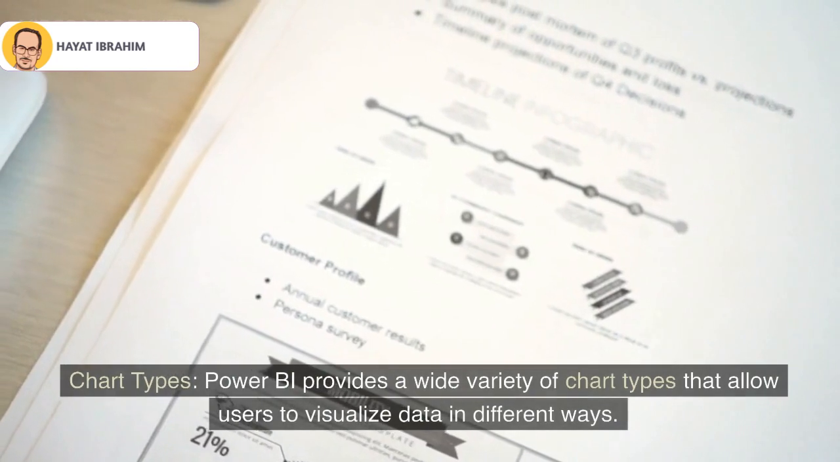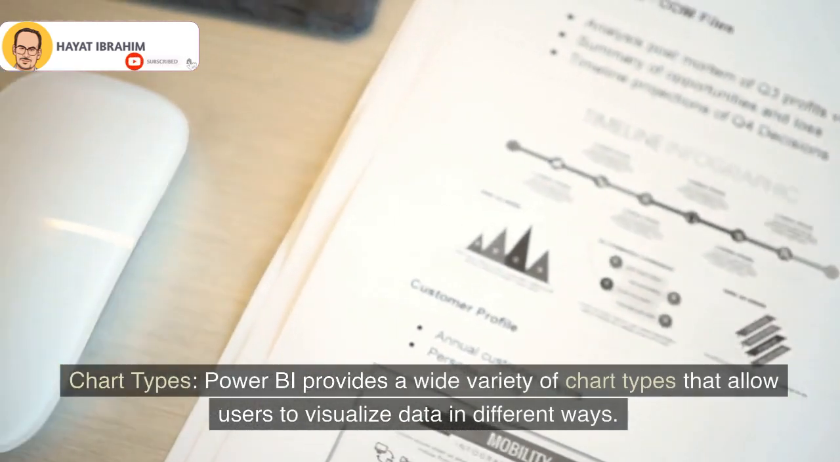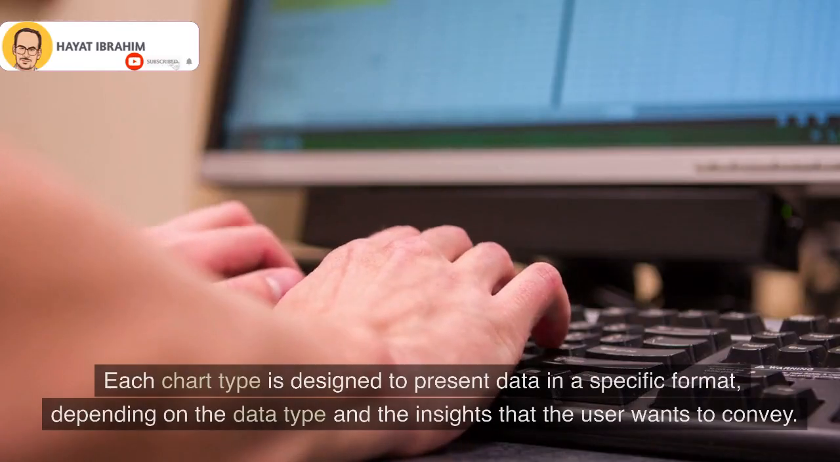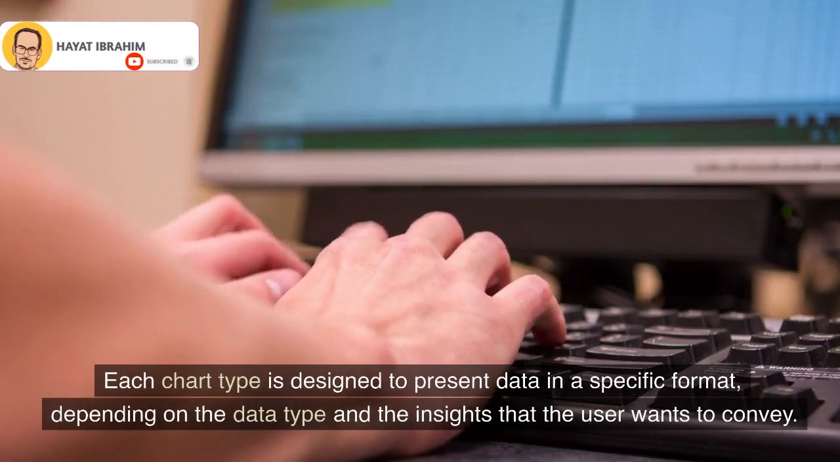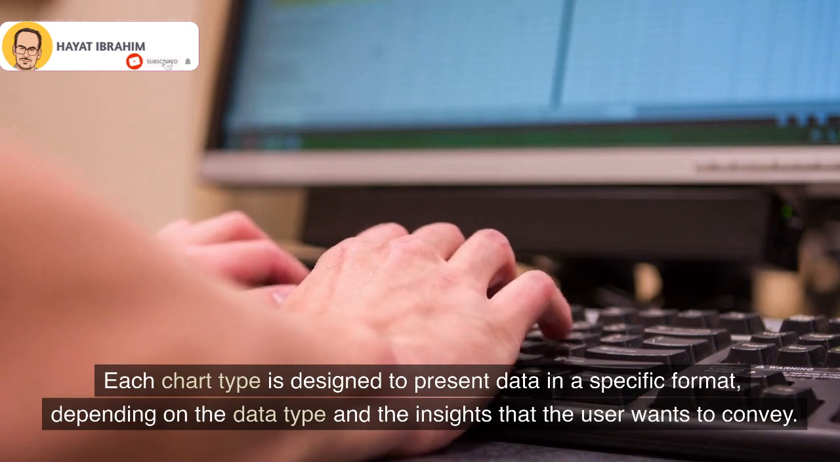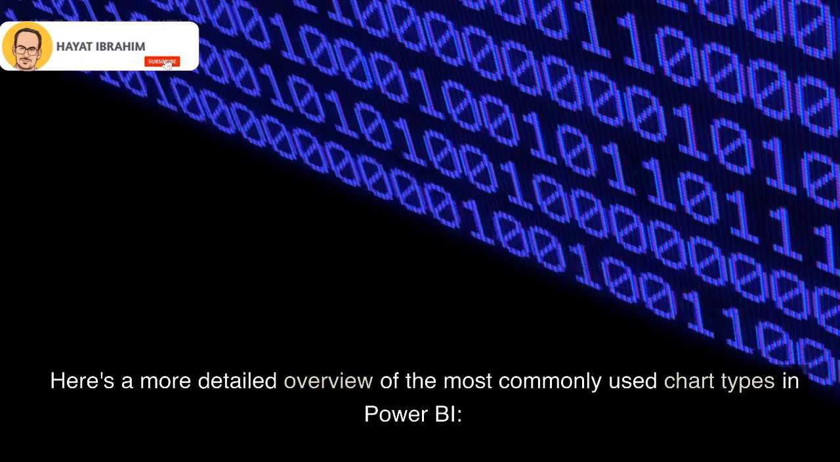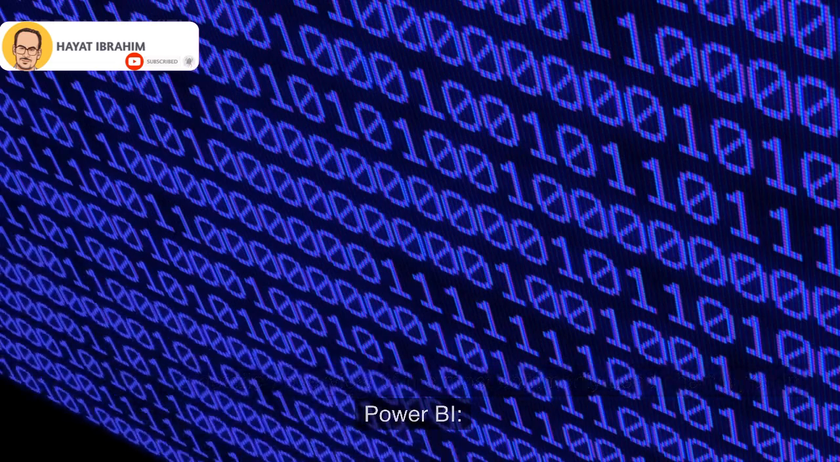Chart types. Power BI provides a wide variety of chart types that allow users to visualize data in different ways. Each chart type is designed to present data in a specific format, depending on the data type and the insights that the user wants to convey. Here's a more detailed overview of the most commonly used chart types in Power BI.